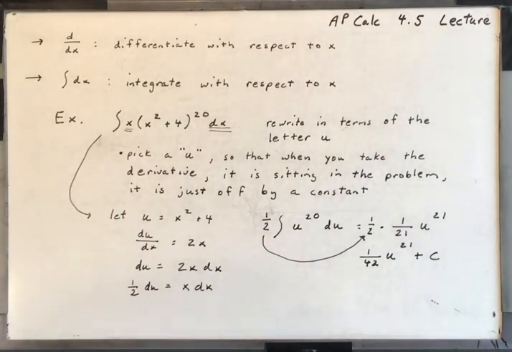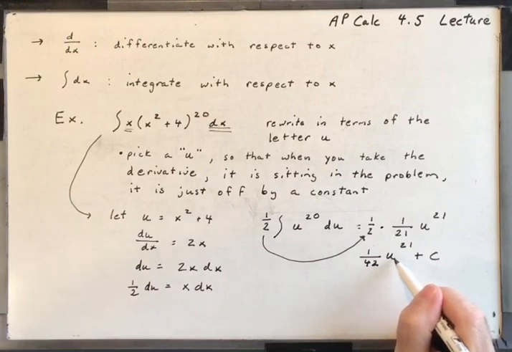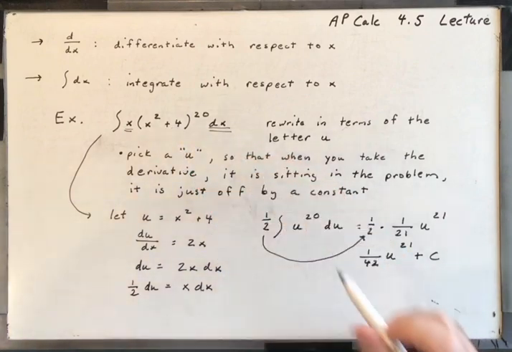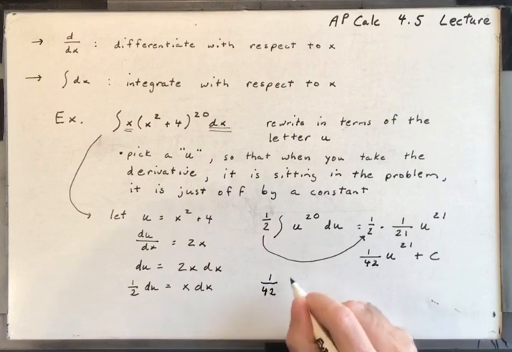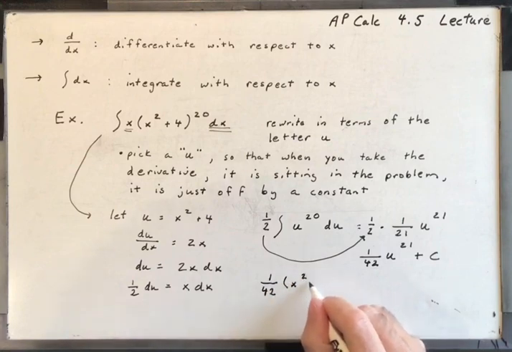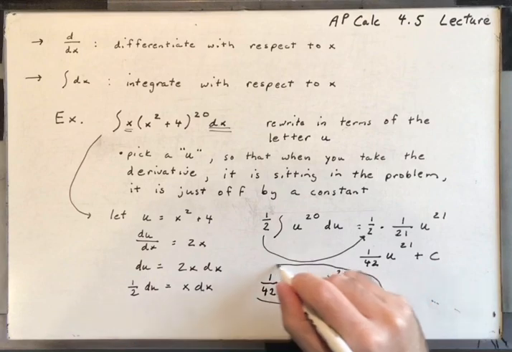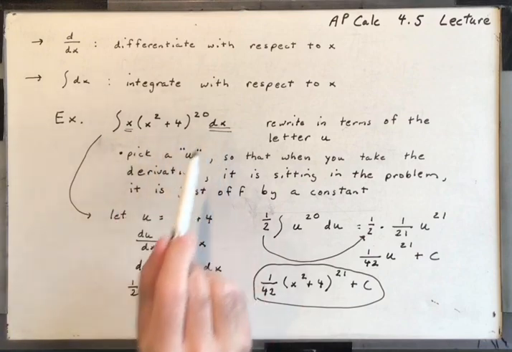You're almost done. All you got to do, you put u in the problem, you got to take u back out. Let me repeat that. You put u in the problem, you got to take u back out. All right, what is u? It's x squared plus 4. So the answer is going to be 1/42 times x squared plus 4, I'm substituting that back in for u, to the 21st power plus c. So that is the answer to integrating this function.